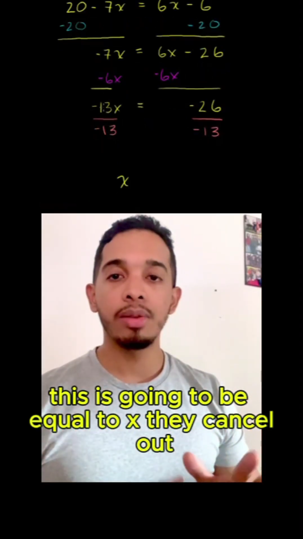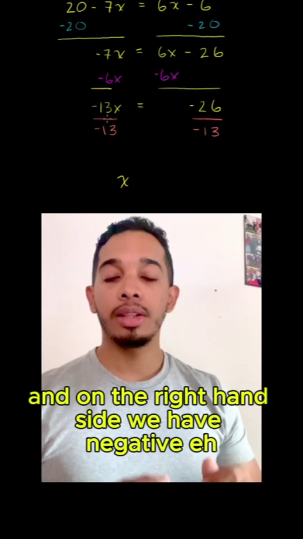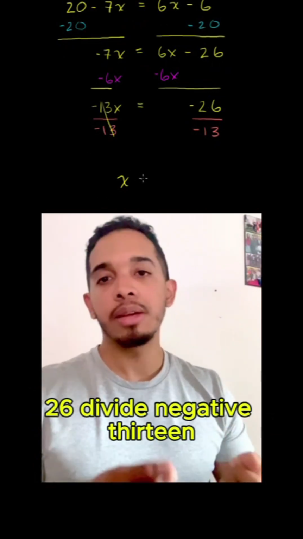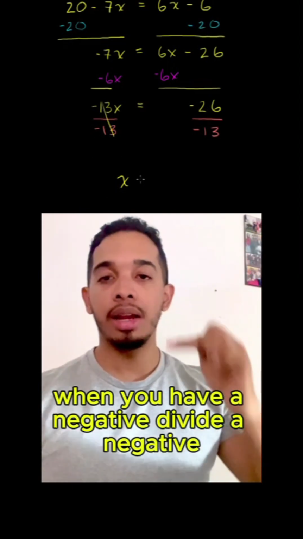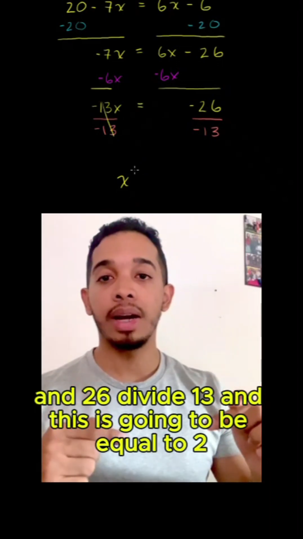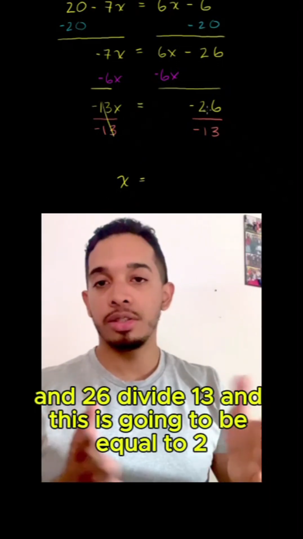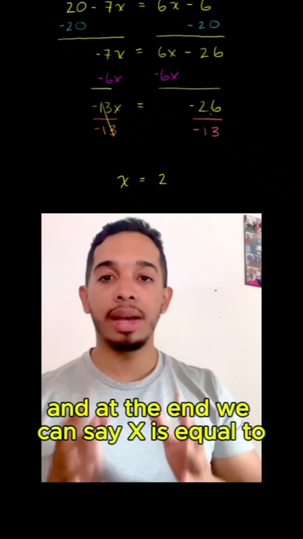They cancel out. And on the right hand side we have negative 26 divided by negative 13. When you have a negative divided by a negative, the result is positive. And 26 divided by 13 is going to be equal to 2. And at the end we can say x is equal to 2.